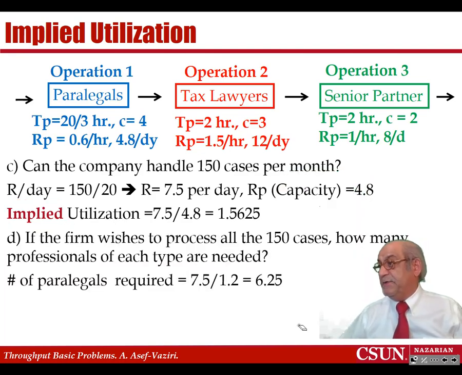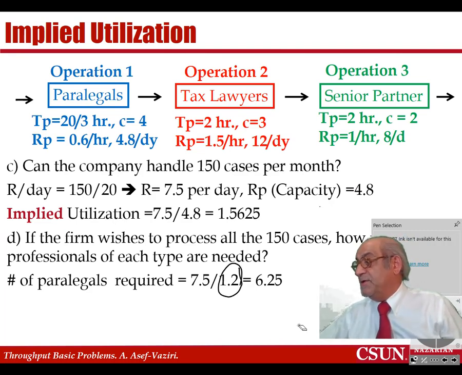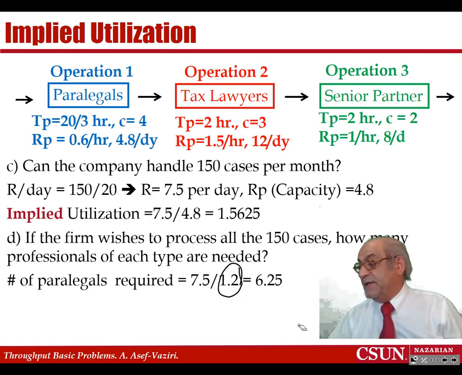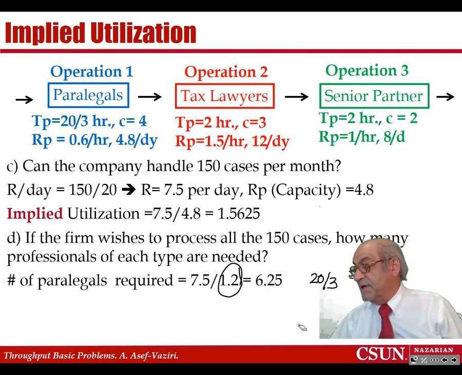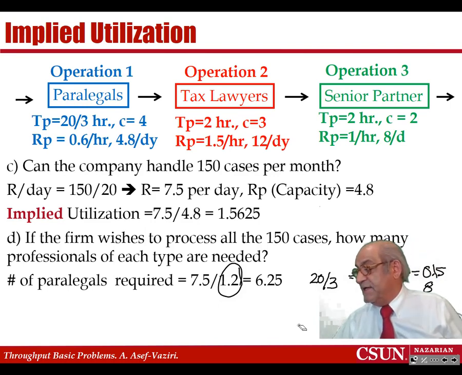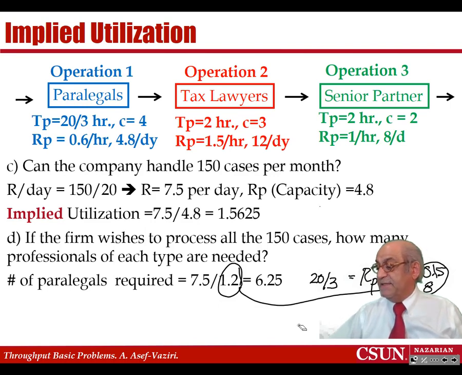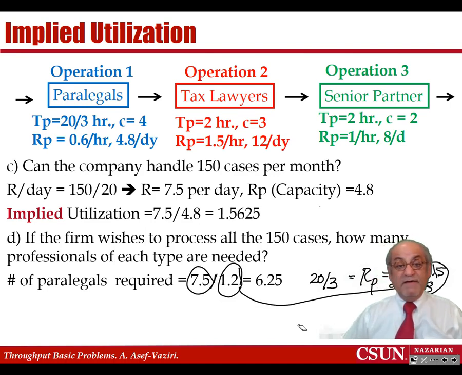Capacity of a single unit in the first station is 1.2. Why is it 1.2? Because each unit requires 20 divided by 3 hours, and therefore the rate of a single resource is 3 divided by 20, which is equal to 0.15 per hour. And then a day is 8 hours. Therefore, if you multiply these two by each other, that is the capacity per day. We need 7.5 per day.